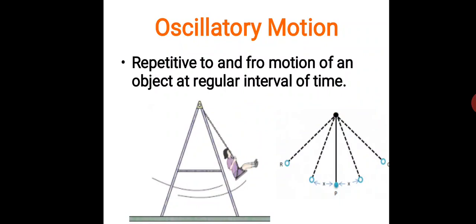Next is oscillatory motion, a repetitive to and fro motion. To means it will move forward, and fro means it will come back. So to and fro, forward and backward motion at regular intervals of time. See here, it is moving from one point to another point, and in between it has some interval of time. The same way from another point. It is in the center, moving this way, to and fro. With a regular interval of time it will move forward and backward. That we call oscillatory motion.